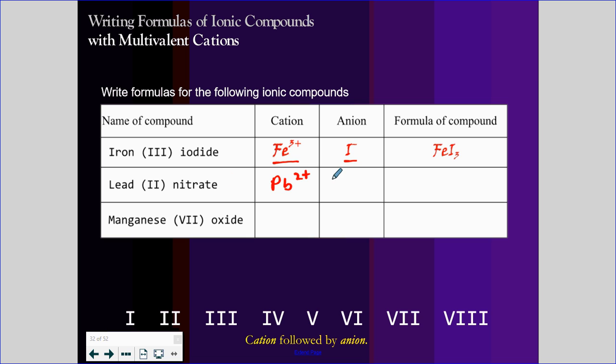Lead(II) nitrate: Pb2+. Nitrate. Notice we're throwing in a polyatomic ion. We still need to know what we learned in the prior lesson. Nitrate can only take 1. Lead has 2 to give, so I need to have 2 nitrates to go with my lead.